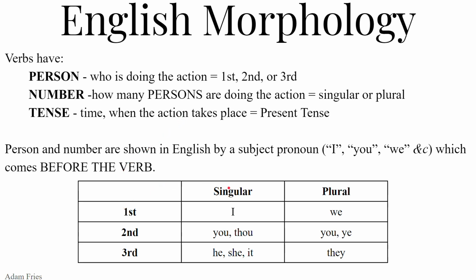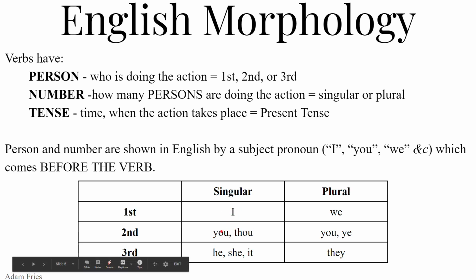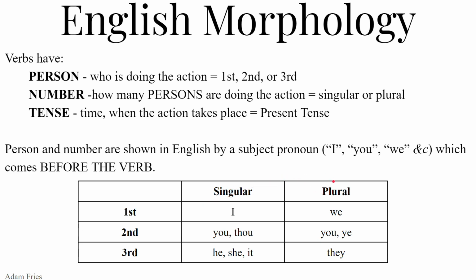So first person singular in English, the subject pronoun is I. We put an I in front of the verb to tell us that I is doing the action. Second person singular is you, and in the past English has used thou. Third person singular is a he, a she, or an it for masculine, feminine, and neuter. First person plural is I plus someone else, so we. Second person plural is not just you singular or thou, but more than one you.